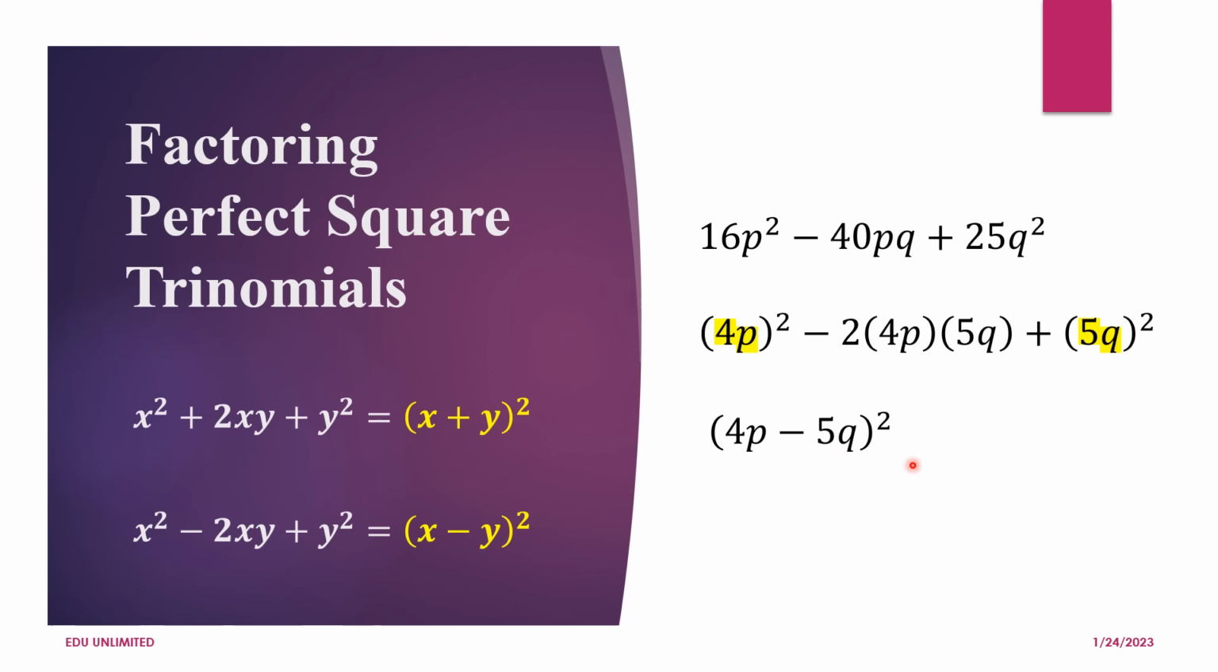We now had factored a perfect square trinomial. Quite easy. If we were supposed to multiply or expand this part of the expression, it would result in this part of the expression, but we wanted to factorize it, so the answer is open bracket 4p minus 5q close bracket all squared. Quite easy once we apply the formats on this side of the slide.